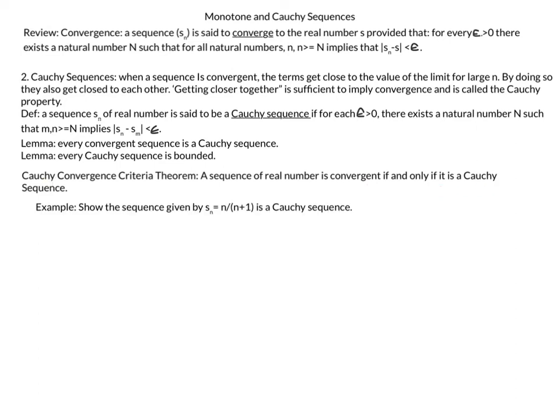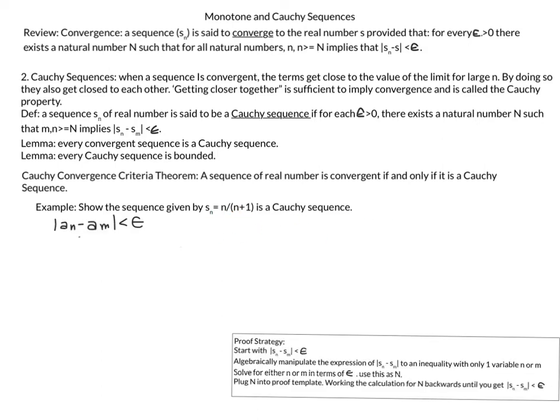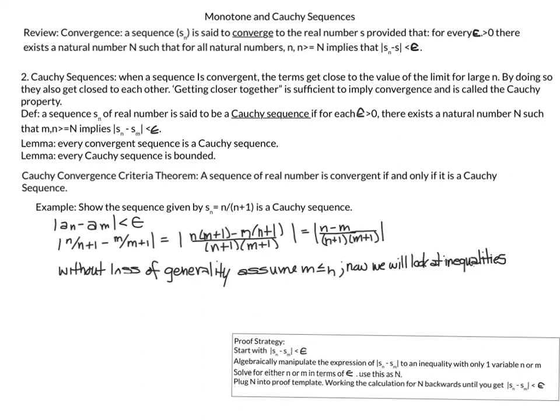Our first example is to show the sequence given by Sn equals n over n plus 1 is a Cauchy sequence. To start my proof, I'm going to look at the absolute value of Sn minus Sm less than epsilon, and this comes straight from my definition of what it is to be a Cauchy sequence. When I started doing my example, for whatever reason, I named my sequences with a's. So I have an minus am is less than epsilon. Without loss of generality, I am going to assume that m is less than or equal to n.